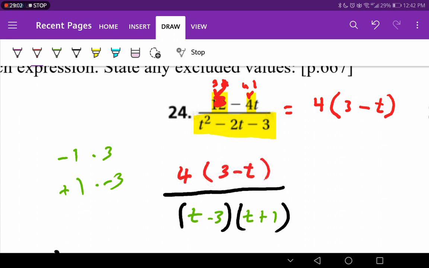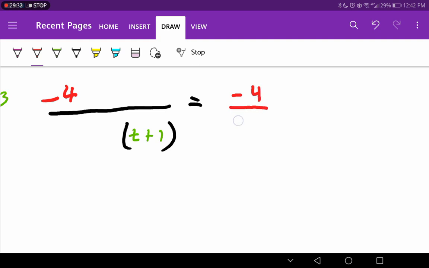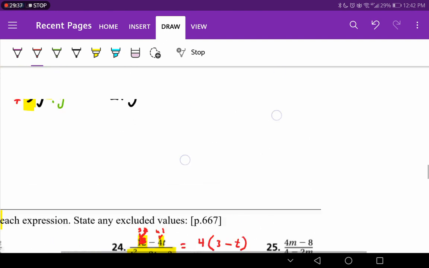We have the same situation. Are we done? We have one step. What did we say if we have the same terms but different signs? I have 3 minus t, but the bottom one is t minus 3. Directly we write negative 1. Is that correct? That is definitely correct. So I erase this and erase this and replace it by negative 1. So negative 1 times 4 is negative 4 over t plus 1.